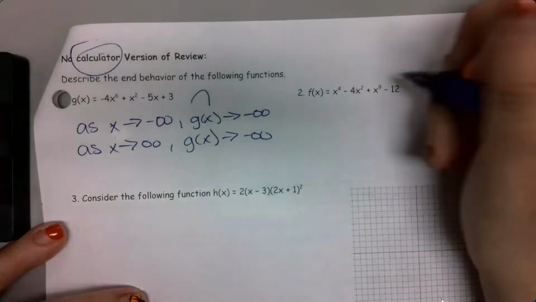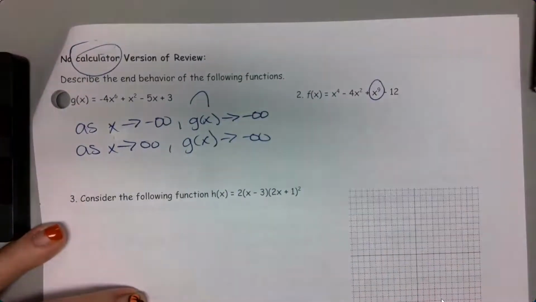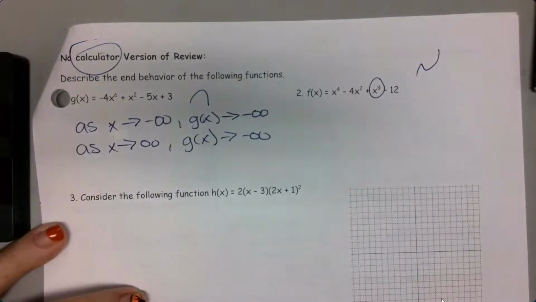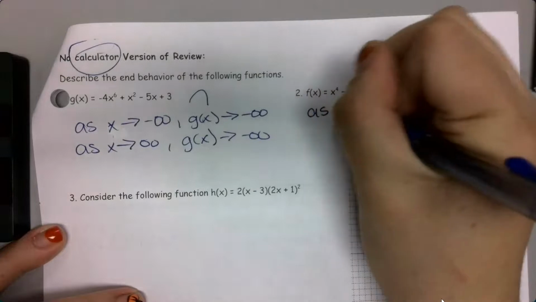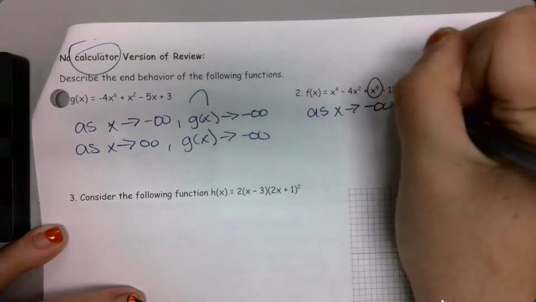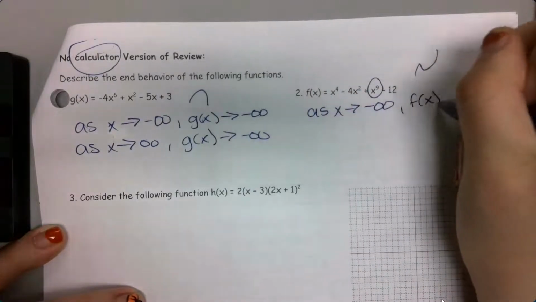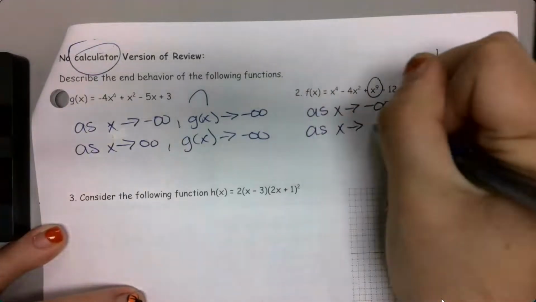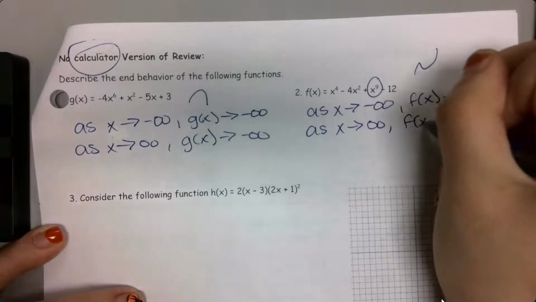Over here, I want to look for my highest exponent. It's hidden in the middle. So this one is odd and positive, so it goes something like that. So as I go to the left side, my graph goes down. And then as I go to the right side, my graph goes up.